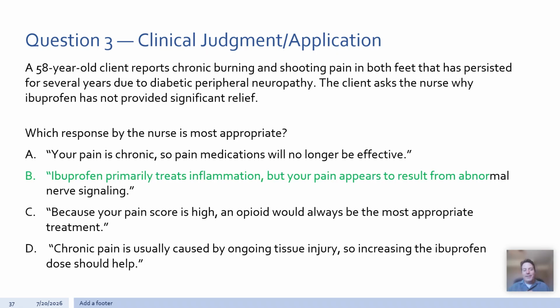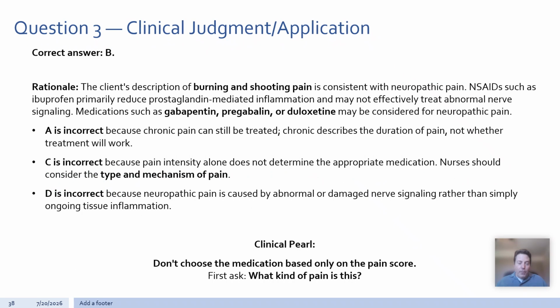All right, the correct answer is ibuprofen because it primarily treats inflammation, but your pain appears to be a result of abnormal nerve signaling. So we would want to give a medication such as gabapentin, pregabalin, or duloxetine for neuropathic pain because ibuprofen is not going to work on that.